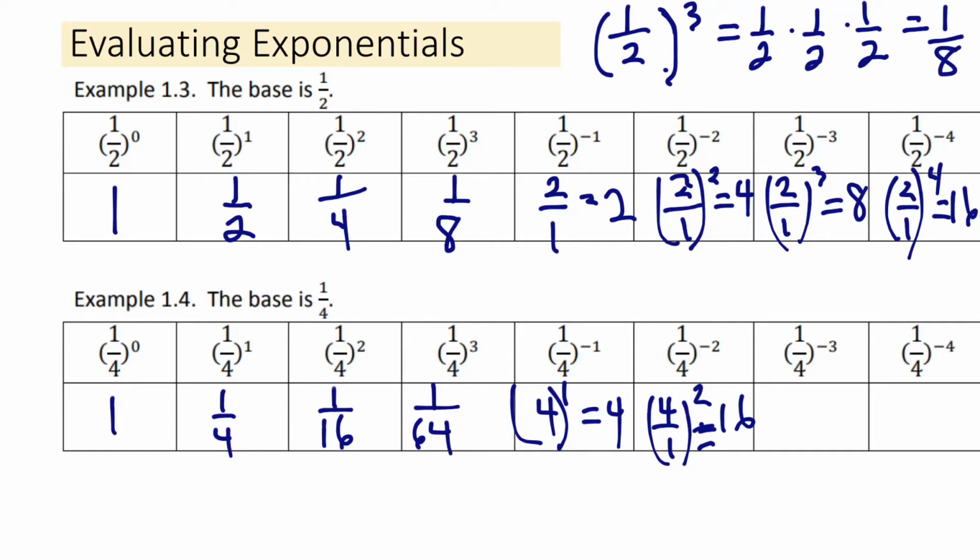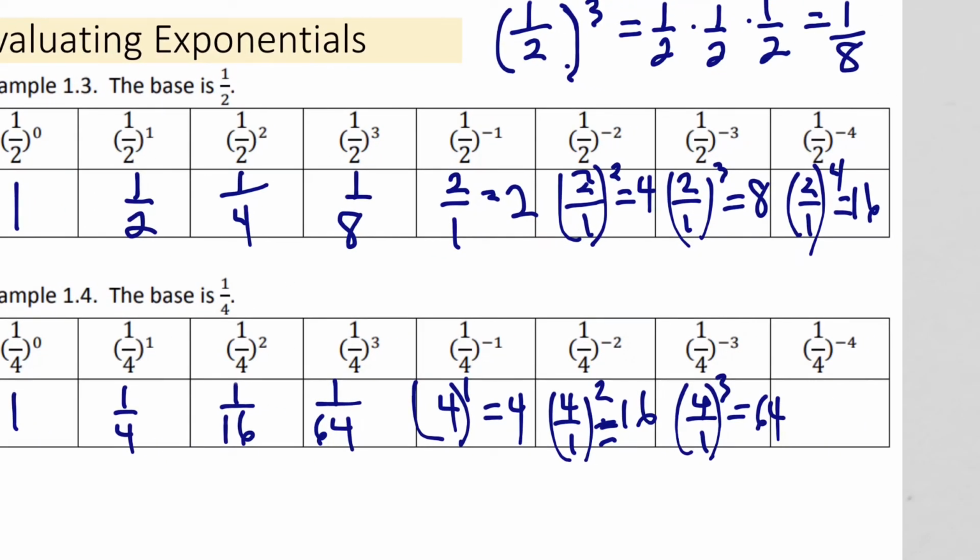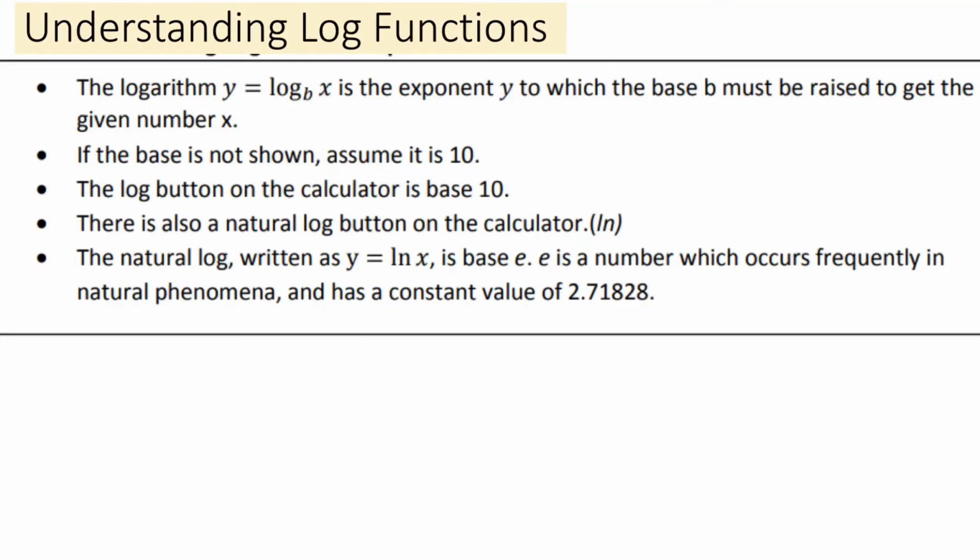1/4 to the negative 3 power means take the reciprocal and cube it, which is 64. And then 1/4 to the negative 4 power means take the reciprocal and raise it to the 4th power, which is 256.